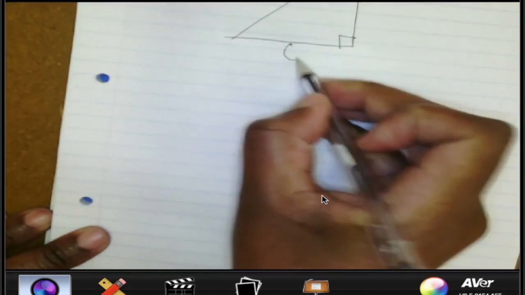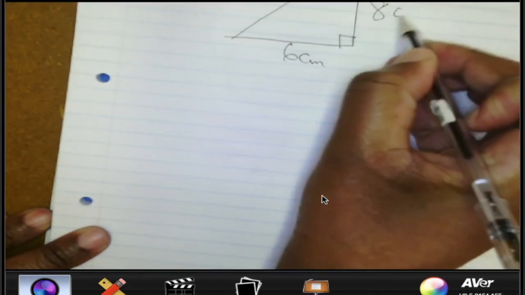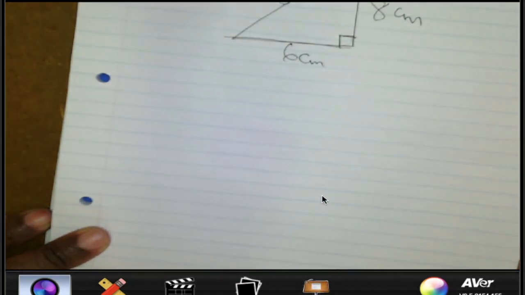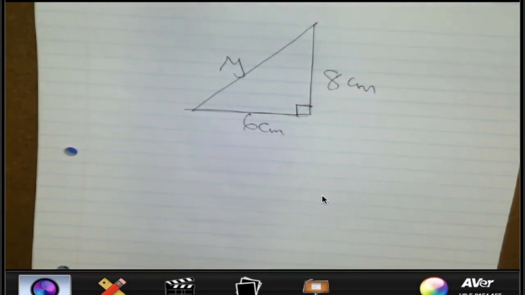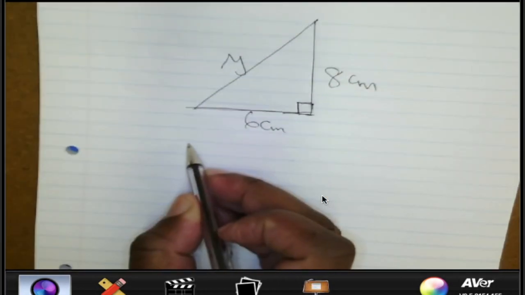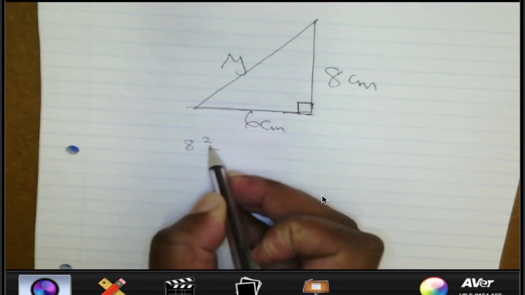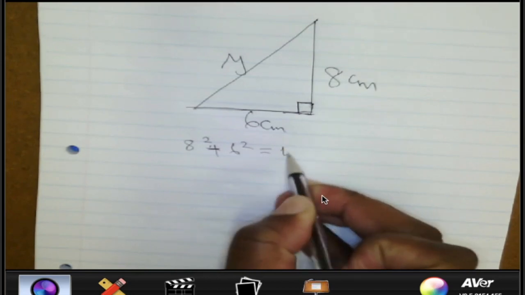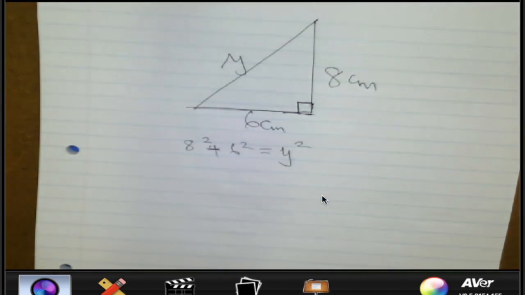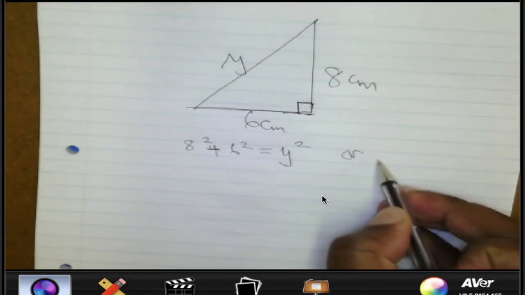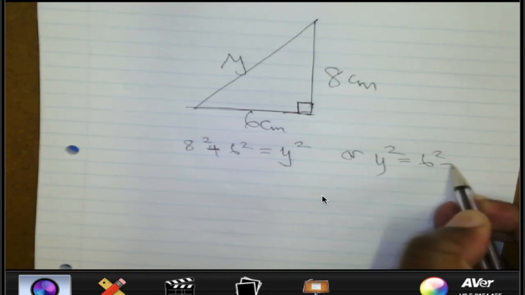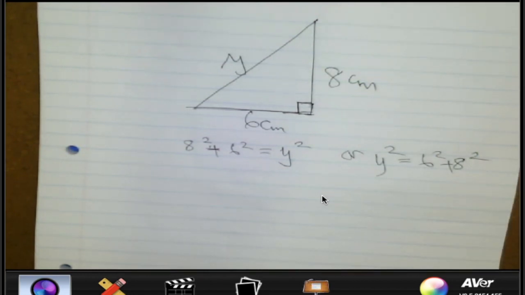What about this one here? I want this to be 6 centimeters, and I want this one to be 8 centimeters, and I want to call that one y. And you are given here that the triangle is right-angled. So please find y. So 8 squared plus 6 squared is equal to y squared. And remember, guys, if you want, you can start with y. So you can say y squared is equal to 6 squared plus 8 squared. That is exactly the same thing.